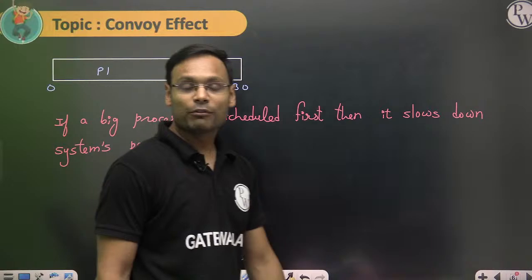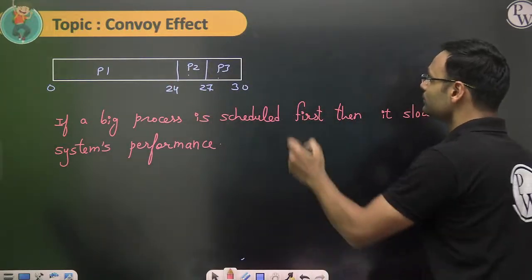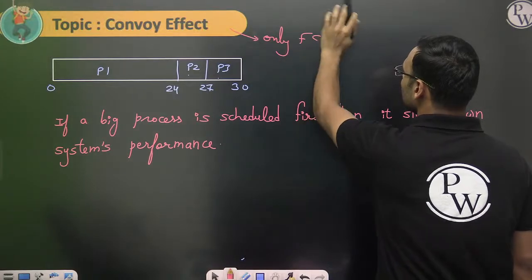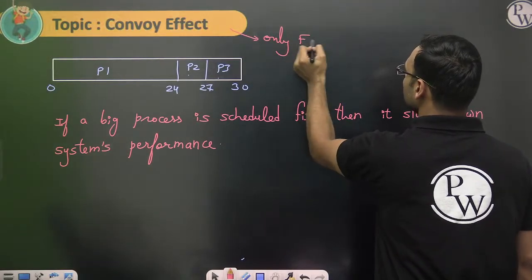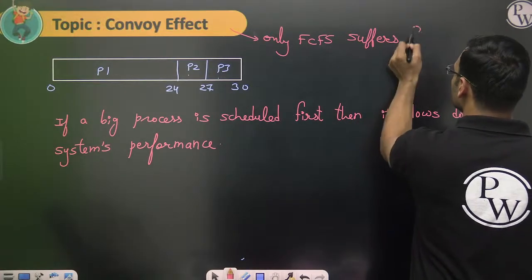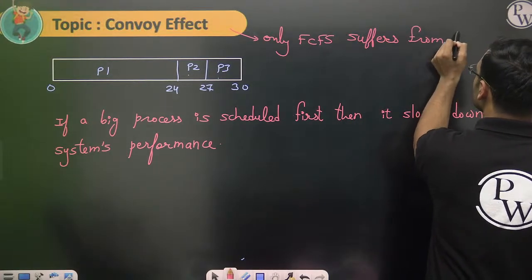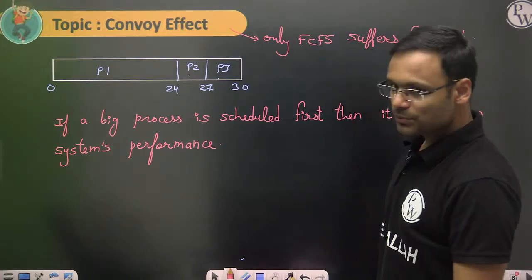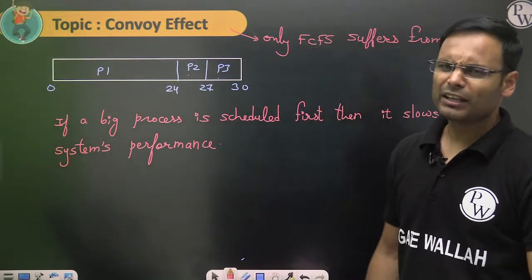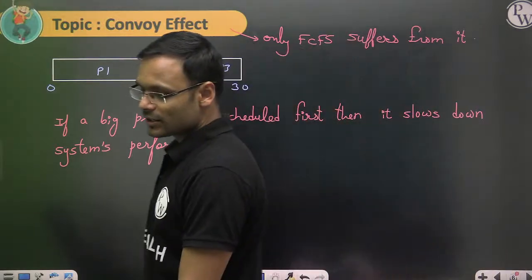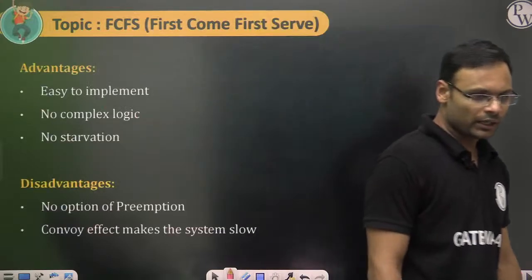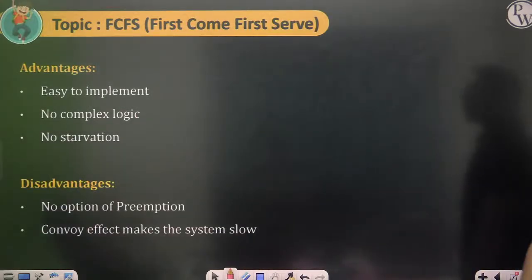This convoy effect happens only in FCFS. Only FCFS suffers from it. No other algorithm will have this convoy effect. This is one of the very basic questions that can be asked for 1 mark. Convoy effect, which algorithm suffers from convoy effect? Okay, fine. So these are some points about FCFS.